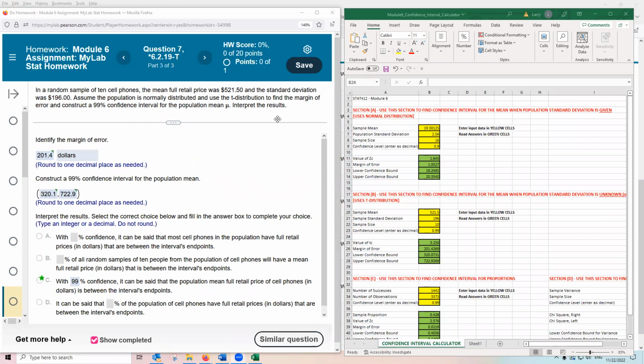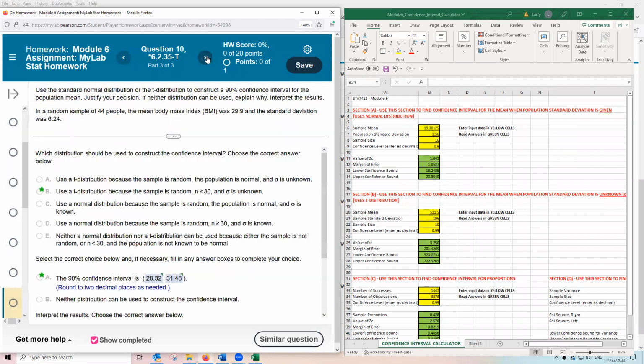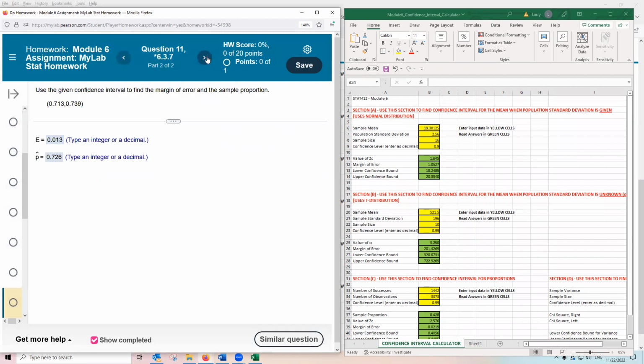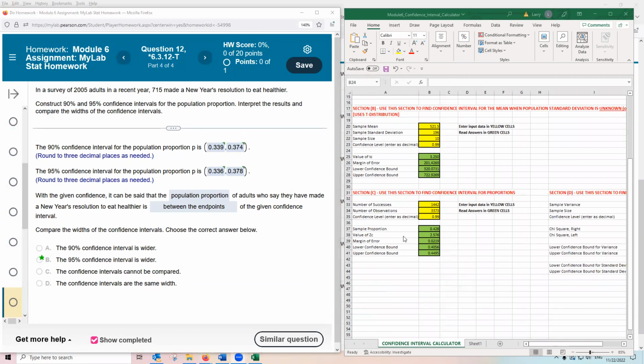All right, let's talk about a couple of other types of confidence intervals. Let's do a proportion one. A proportion is going to be section C in this calculator. Proportion really means how many out of the total. You know, let's say I take a sample of 100 people and 20 are smokers. The proportion of smokers is 20 out of 100.